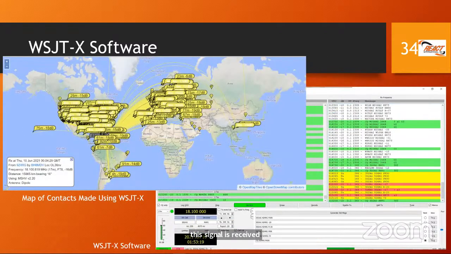So we had shown this slide at a previous session, but this is just another one showing the WSJT-X software. And this is the PSK Reporter website that shows propagation in real time, or signals that are occurring between amateur radio operators in real time.